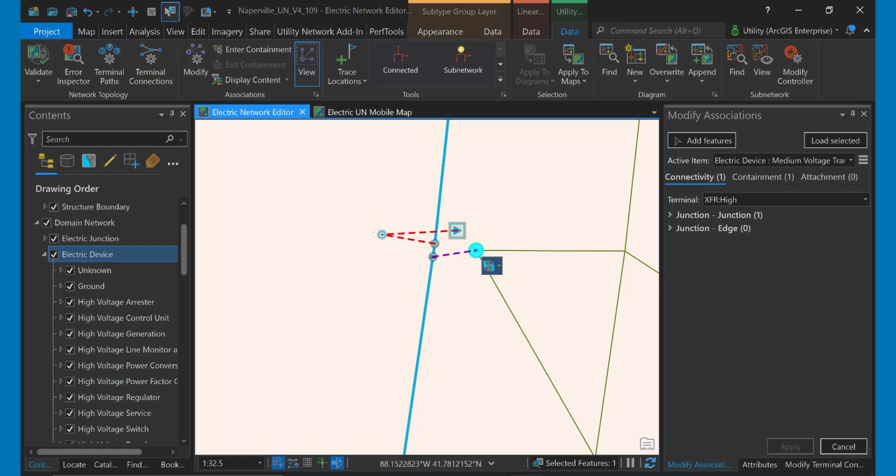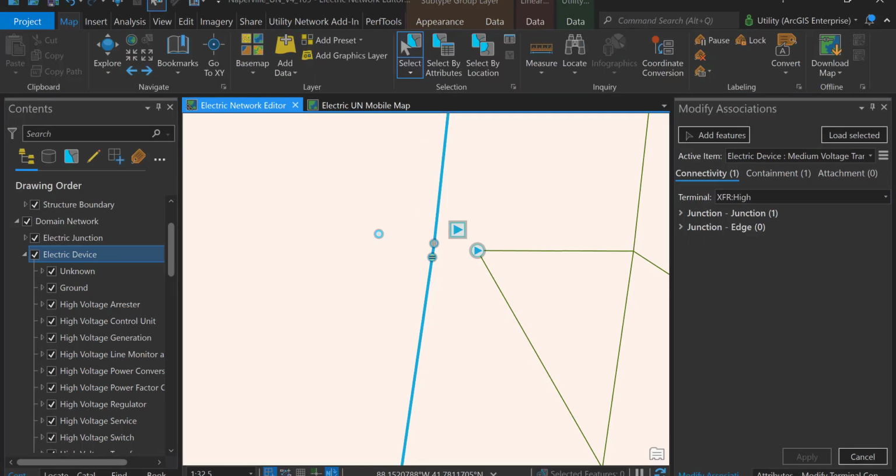Certain rules can be defined at the terminal level. So I have a rule in place saying that the low side of this transformer must connect to a low voltage conductor. That's why even if I wanted to connect to a high voltage conductor, it's not going to give me this option. So let's take a look at an example of how containers are used in the map.